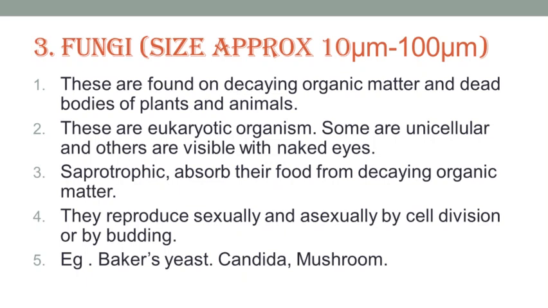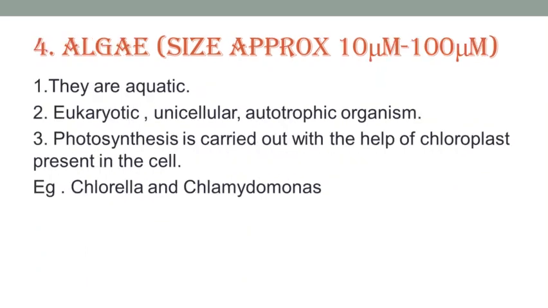Fourth point, they reproduce sexually and asexually by cell division or by budding. Now cell division, students, I have explained to you how the cell is divided into two new cells. Now what is budding? Budding is a type of asexual reproduction in which a new organism develops from a bud. Examples of fungi are Baker's yeast and Candida.